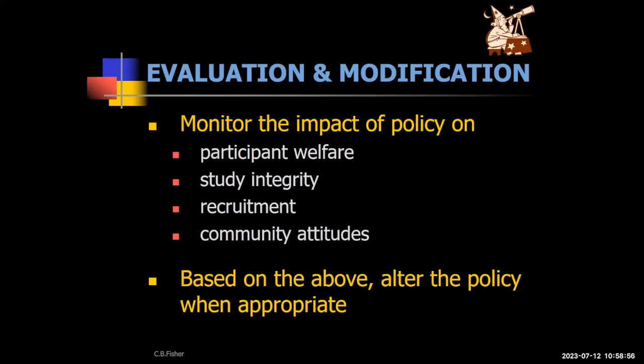So you want to monitor the impact of the policy on participant welfare. Did you harm the participant if a disclosure was made? Were you totally wrong in how you even assessed what the risk was? Or did the opposite happen? Did you not disclose and then something terrible happened? So this is monitoring your policy. How did it affect the study integrity? What does that mean about the way you're doing the study? How is it going to affect recruitment in the future and community attitudes? And based upon the above, alter the policy appropriately.